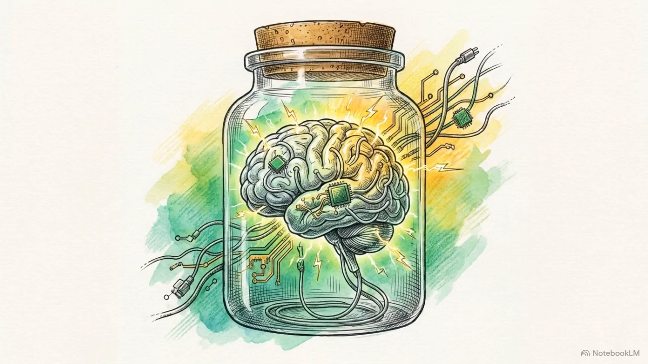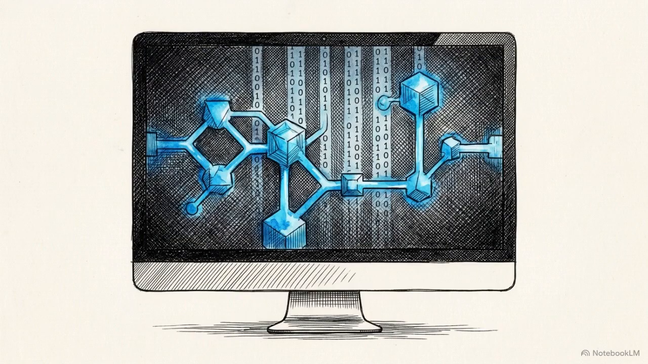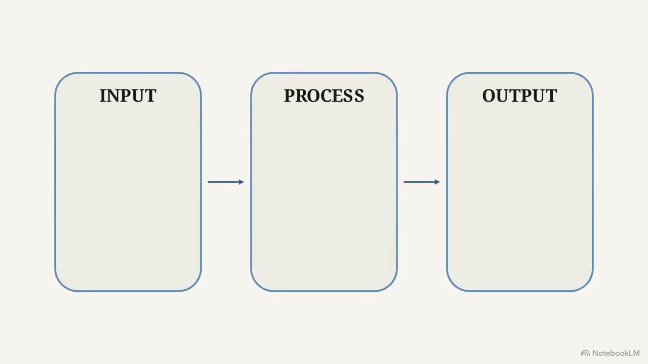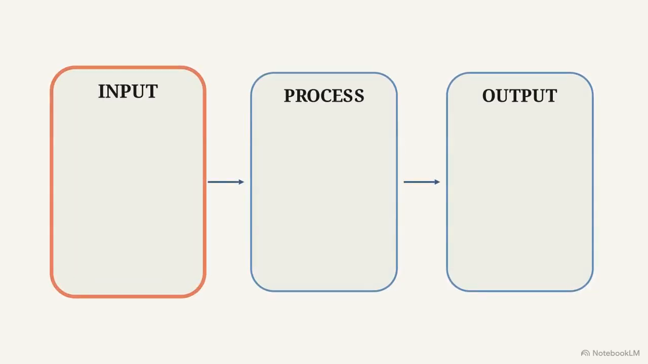Computers do not have brains. They cannot imagine, and they cannot think the way humans do. Instead, they do something called processing data. This diagram shows the specific three-step cycle every smart machine uses to work: the input, process, output model.